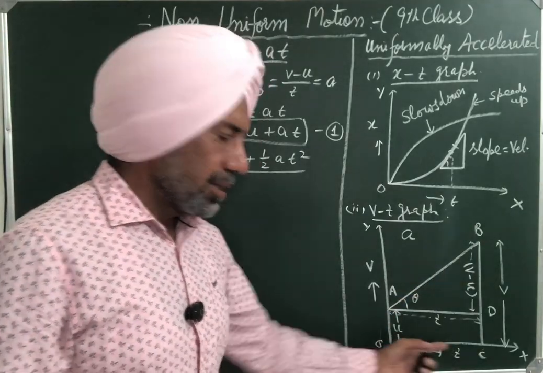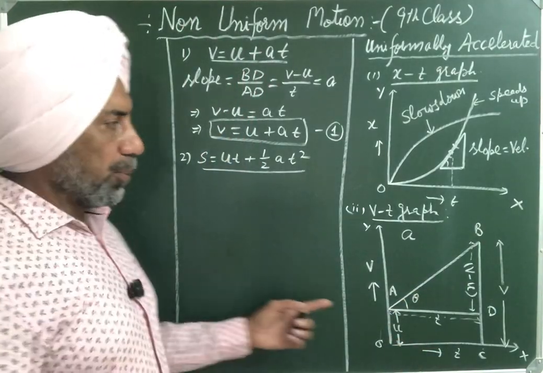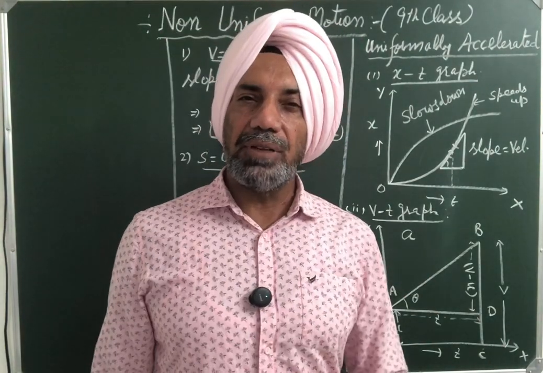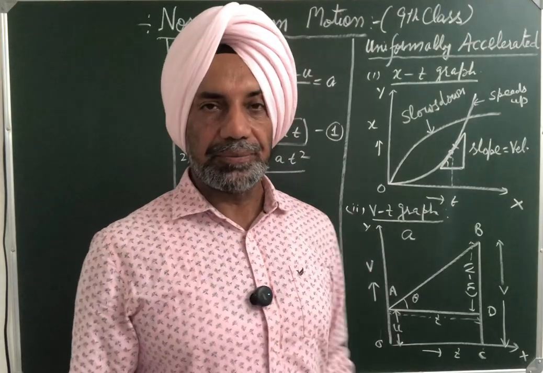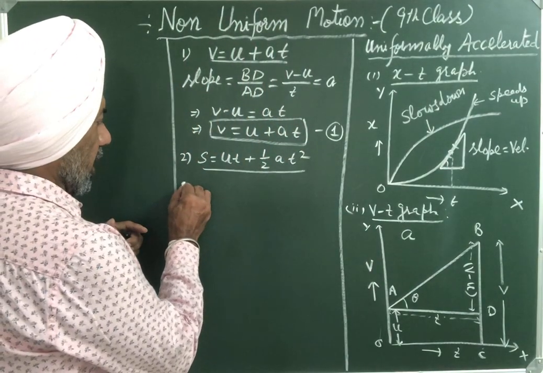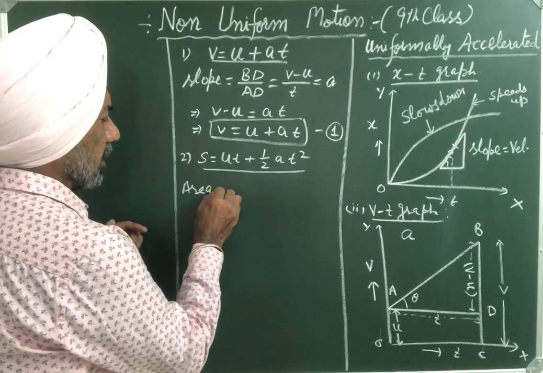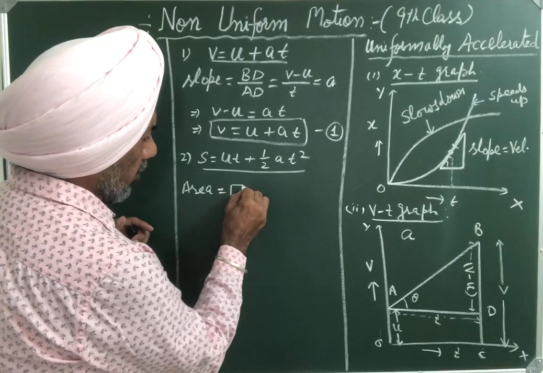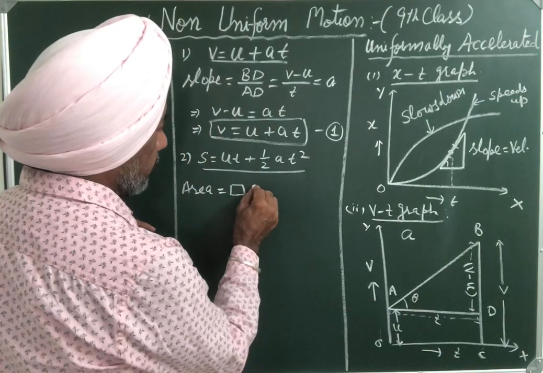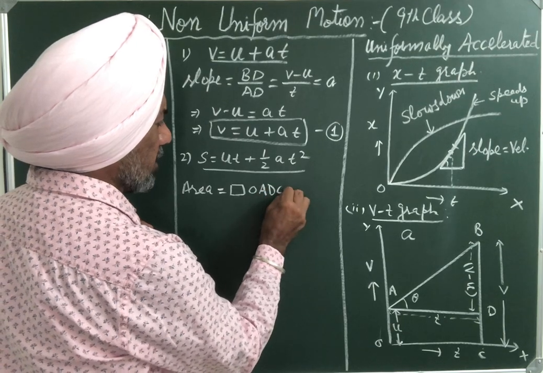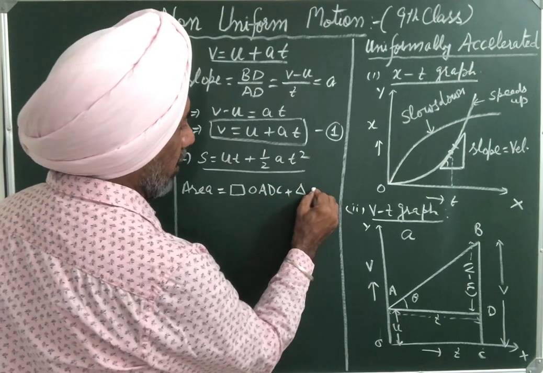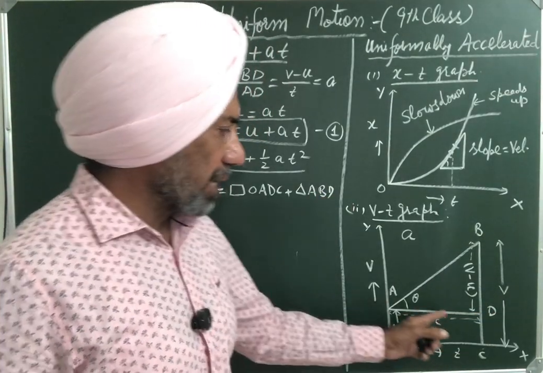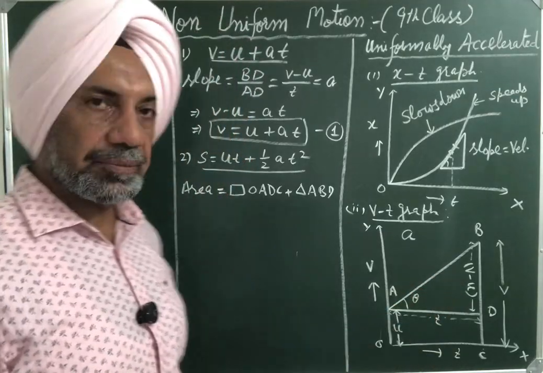area under straight line AB, because we have proved in the previous video that area under the v-t graph is numerically equal to distance covered by the body. So, area under AB is equal to area of rectangle OADC plus area of triangle ABD. So, divide this area in two parts, area of rectangle plus area of triangle.